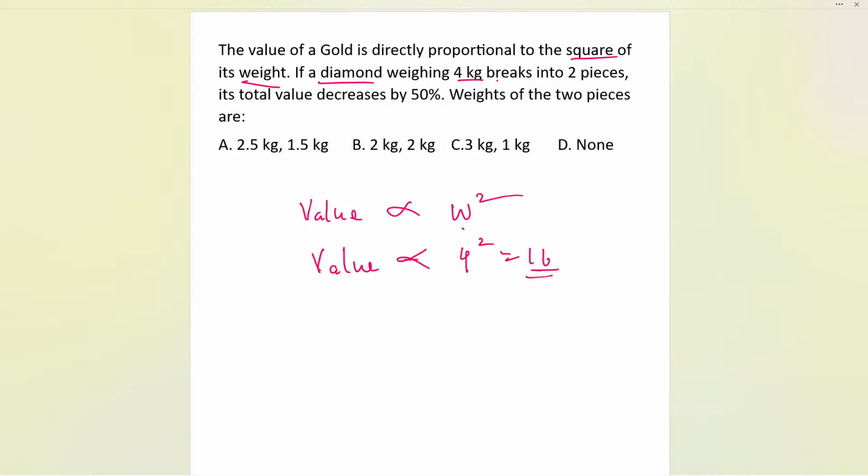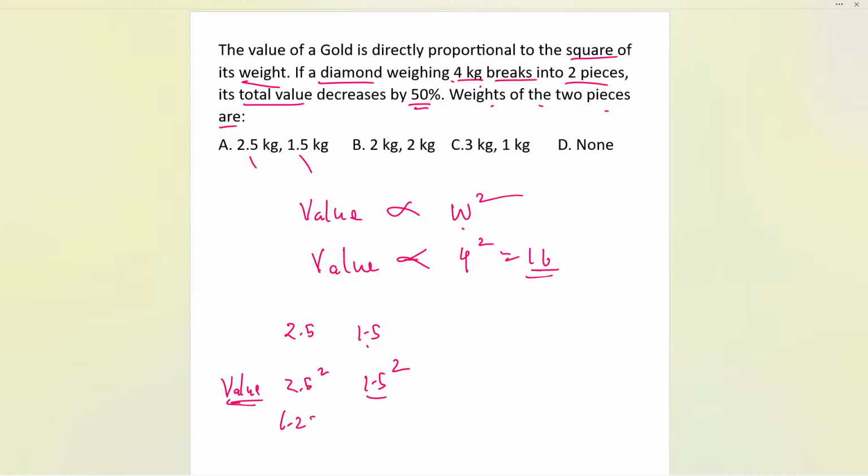Now it breaks into two pieces. If a 4 kg diamond breaks into two pieces, and its total value decreases by 50%, what are the weights of the two pieces? For that, we need to use the options. First, let us take the first option, 2.5 and 1.5. If I find the value, it will be the square of this and the square of this, individually.